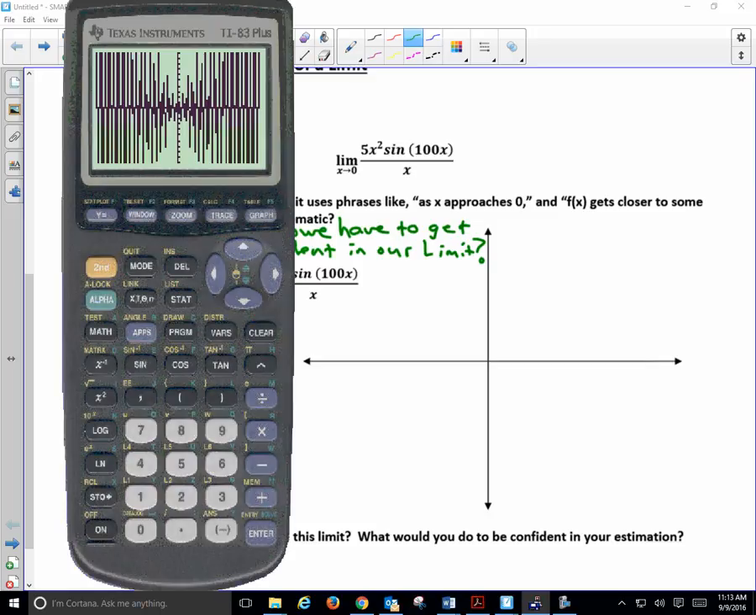You're going to guess 0, you're going to guess 2. Any other thoughts? Okay, 0, 1. How about negative 1/5? There's all sorts of guesses right there. What if it doesn't exist? That's a possibility as well.